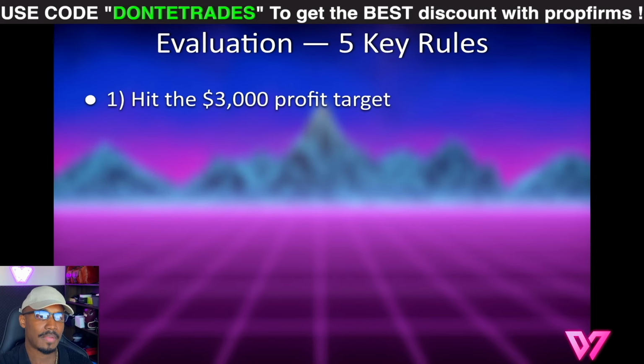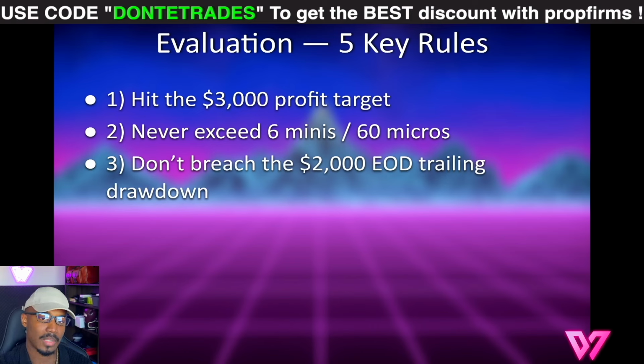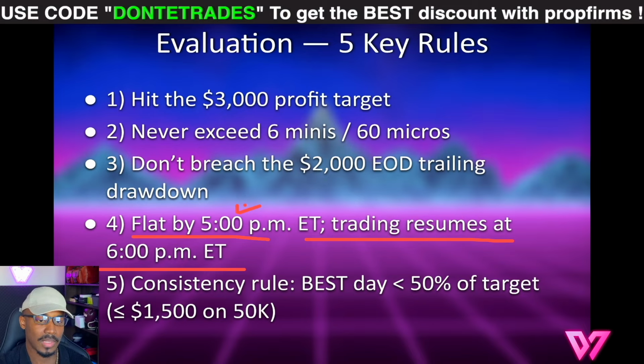So evaluation, 5 key rules. You want to hit the $3,000 profit target. You never want to exceed 6 minis or 60 micros. You don't want to breach the $2,000 end of day trailing drawdown. So that's really obvious. And one thing that a lot of people may not know is that you must be flat by 5 p.m. So you just can't hold your positions overnight. If you don't have your positions closed, it's just going to liquidate your trades. So at the end of the trading day is when you need to have your positions closed.